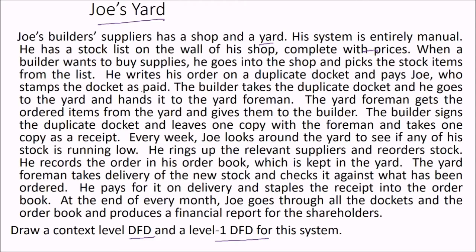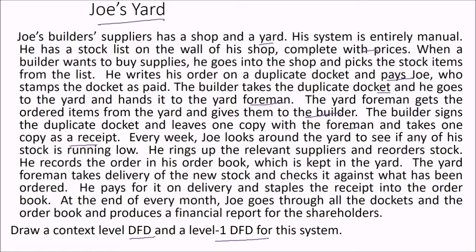So when a builder wants to buy supplies, he goes into the shop and picks the stock items from the list. He writes his order on a duplicate docket and pays Joe, who stamps the docket as paid. So the builder takes the duplicate docket and goes to the yard and hands it over to the yard foreman. The yard foreman gets the ordered items from the yard and gives them to the builder. The builder signs the duplicate docket and leaves one copy for the foreman and takes one copy as a receipt.